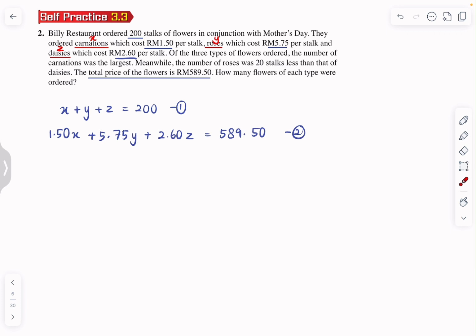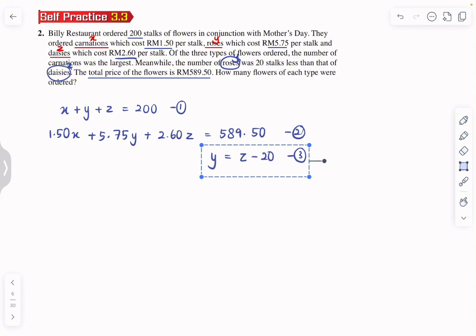Then we need to find our third equation. Of these three types of flowers, the number of carnations was the largest, but we cannot do anything there. That one later you can check. Meanwhile, the number of roses was 20 stalks less than daisies. Roses is Y, daisies will be Z, so roses is Z minus 20. Let's say daisy got 100, 100 minus 20, roses will be 80. 20 stalks lesser than daisies.